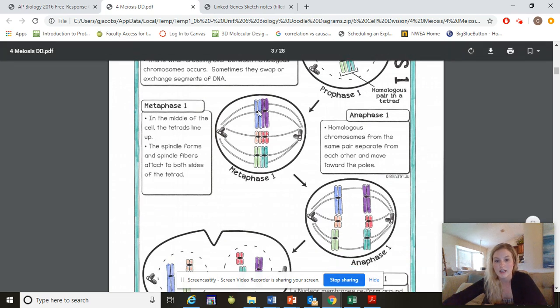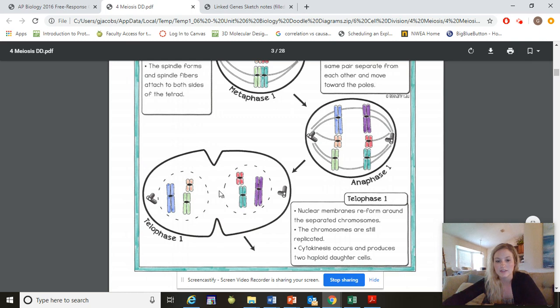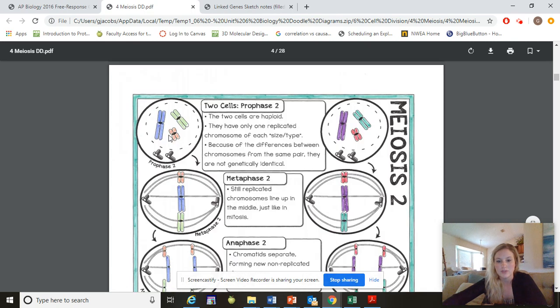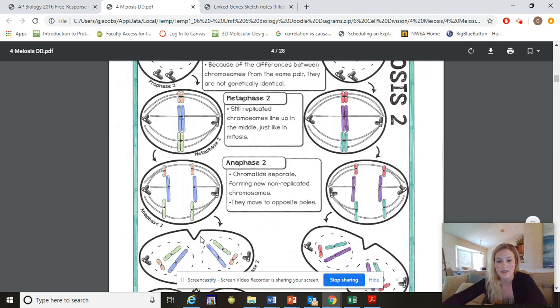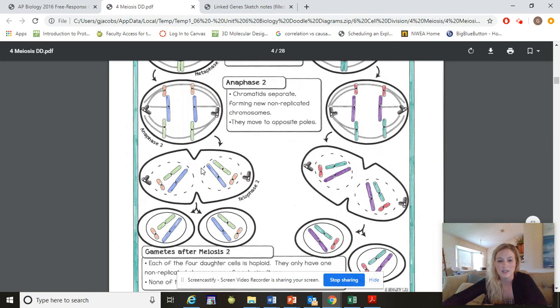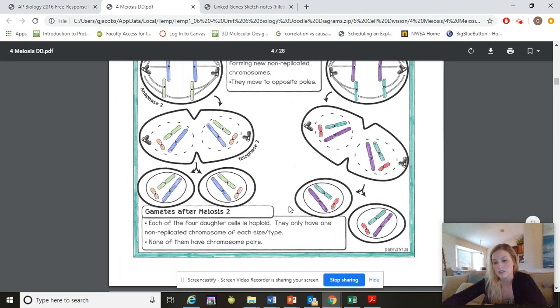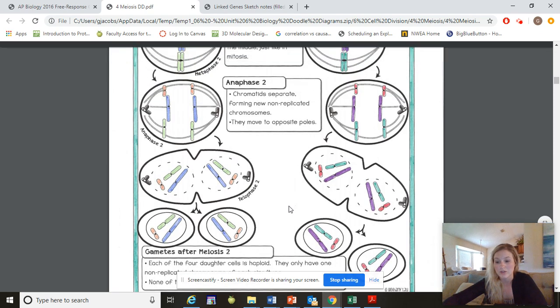Okay, so then they line up 2 by 2, and then we're going to split that cell in half. This is the point where we have 2 haploid cells, and cytokinesis would occur. Now they're both going to go through a process that looks very similar to mitosis, where they line up down the middle, and then they're separated during anaphase 2, and then they are completely split into 4 new cells by the end of cytokinesis. And again, these are all your 4 haploid cells. So that's just a reminder of what is going on in meiosis.